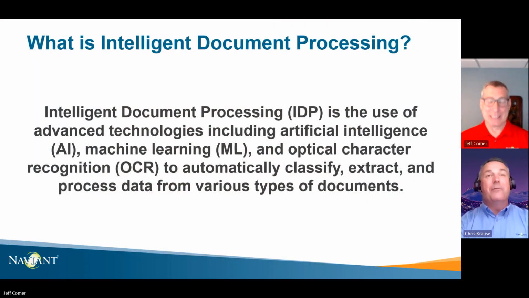Intelligent document processing, or IDP, is the use of advanced technologies, including artificial intelligence, machine learning, and optical character recognition to automatically classify, extract, and process data from any type of document. And a lot of these terms and acronyms you've heard before, like OCR, machine learning, but AI is newer to the game. And Jeff, how would you describe the difference between AI and ML, or machine learning?